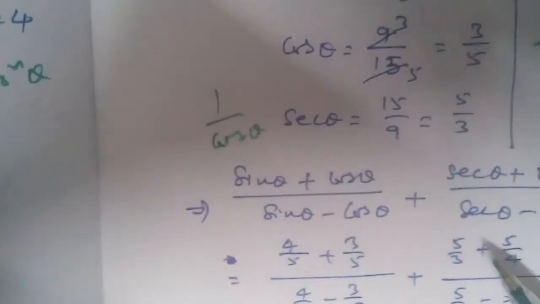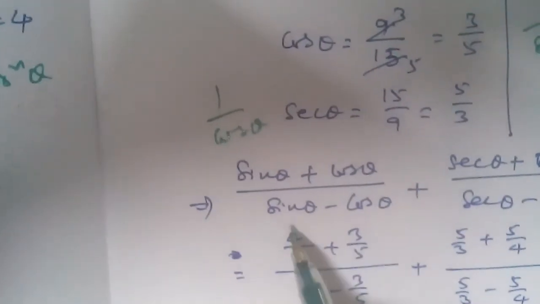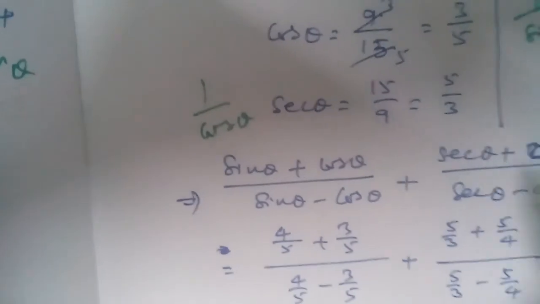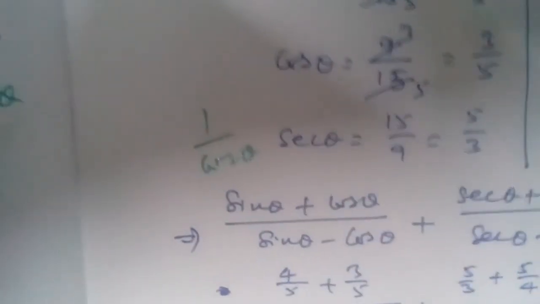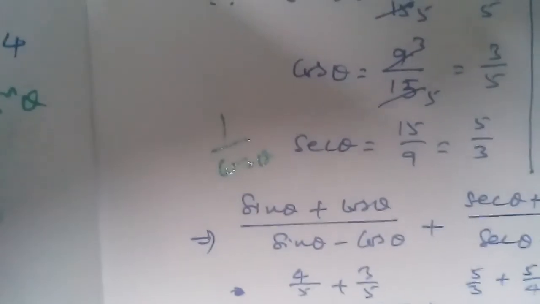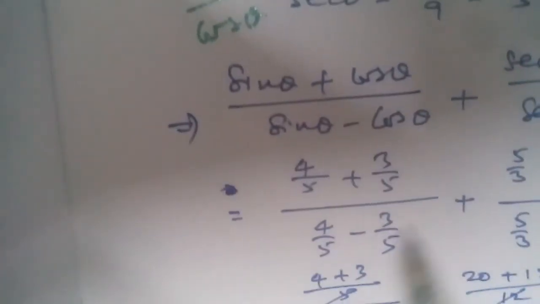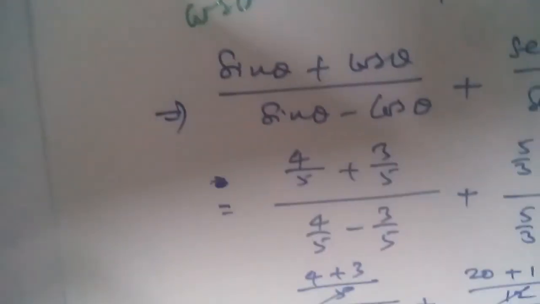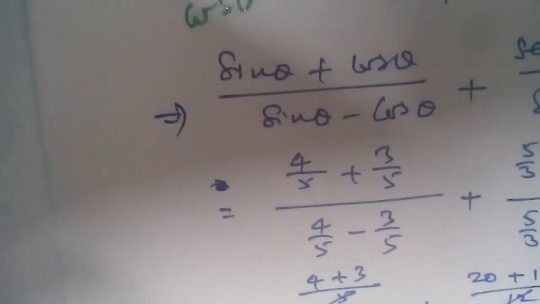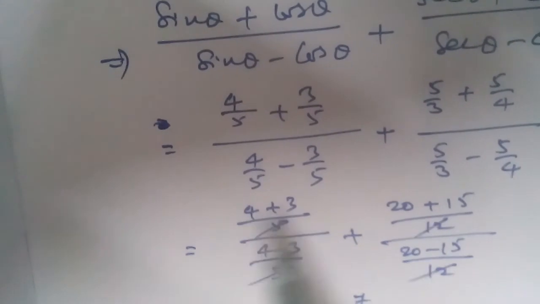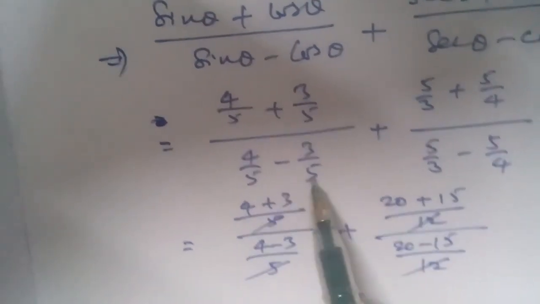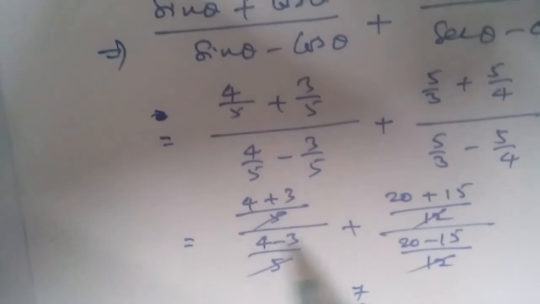Now substituting the values in the given equation: (sin theta plus cos theta) by (sin theta minus cos theta) plus (secant theta plus cosecant theta) by (secant theta minus cosecant theta). That is (4 by 5 plus 3 by 5) upon (4 by 5 minus 3 by 5), plus (5 by 3 plus 5 by 4) upon (5 by 3 minus 5 by 4). Here we have the same denominators, so we can add the numerators directly. Here we have the same denominator, so we subtract directly.